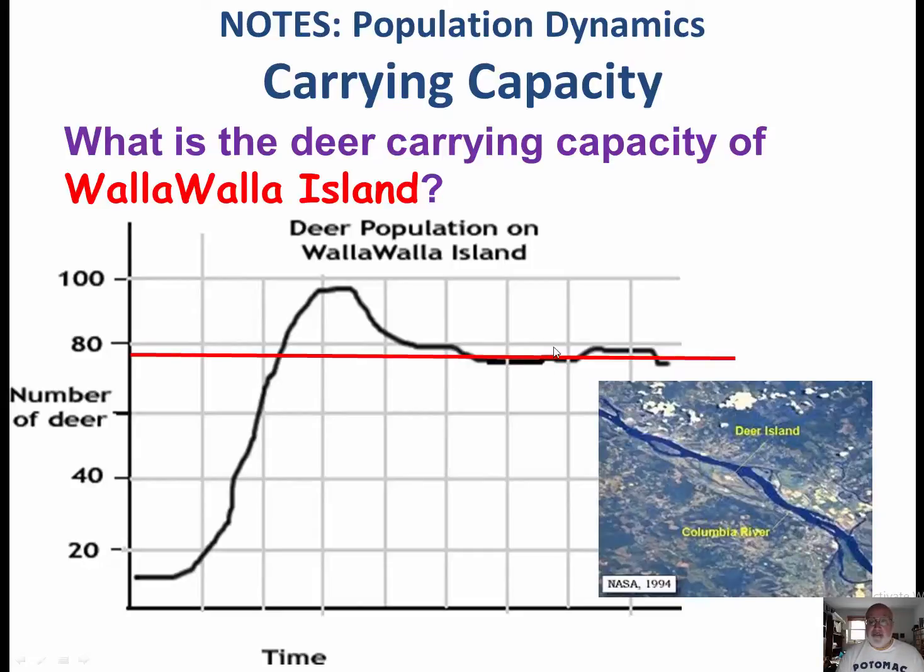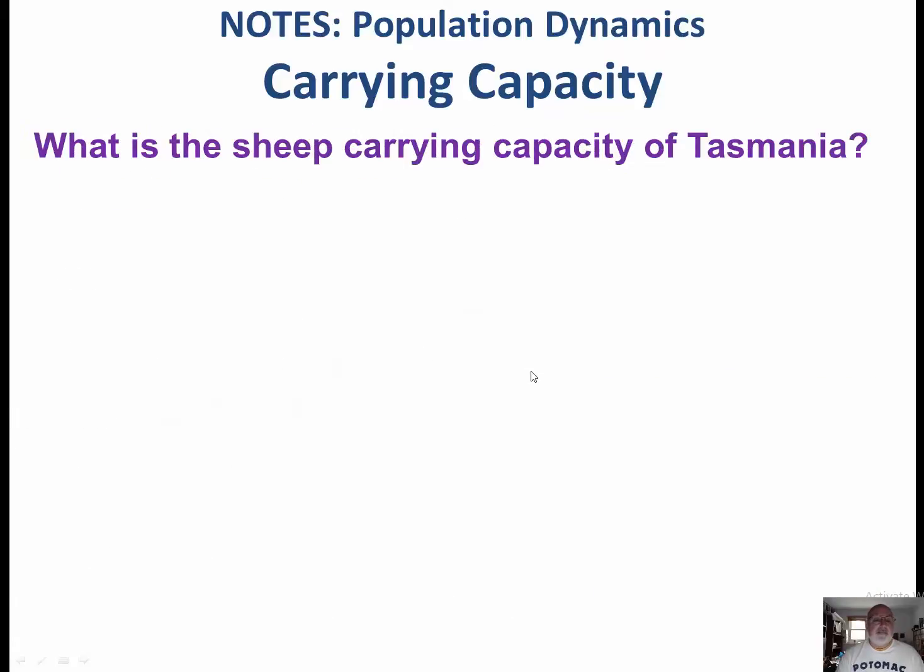Now, if food goes up, this carrying capacity will go up. If predator, prey, if prey actually, which is the deer, if the predator population goes up, this will go down. If there's a drought, this will go down. Carrying capacity is there with the current living situation.